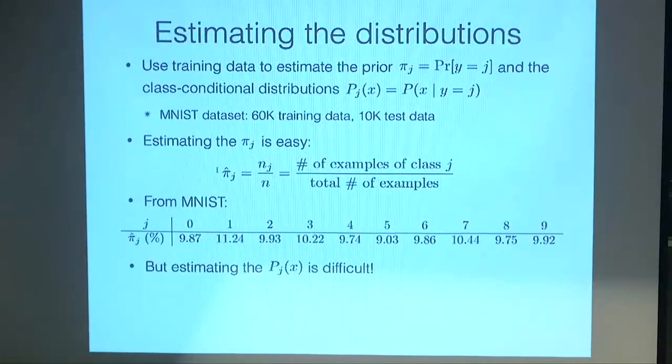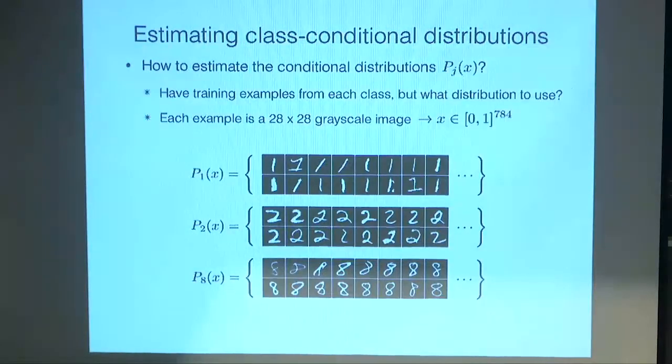So we will use this estimator for our prior distribution. Now the difficult part is actually in estimating this conditional likelihood, P of j. So that's what we will focus on for the rest of this class.